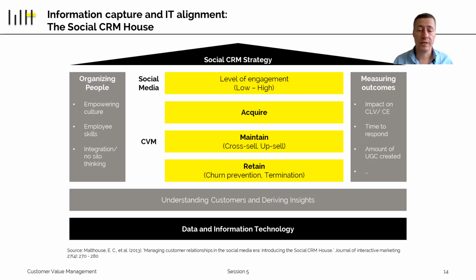Underlying all of this is data and information technology that helps you to understand customers and derive insights. So this is the foundation, the IT and the understanding of customers. On top of it, you have the social CRM strategy. And in the middle, you have your actual CRM strategy: acquiring, maintaining and retaining customers. You may remember the dimensions of acquisition, development, and retention that we had when we talked about word of mouth. These are the same dimensions.